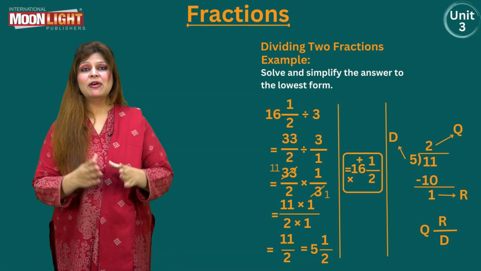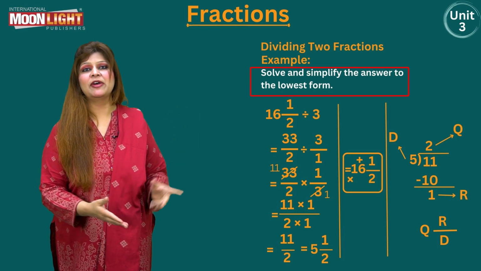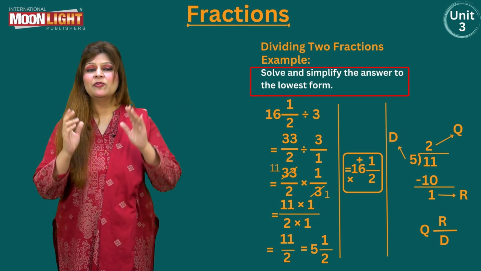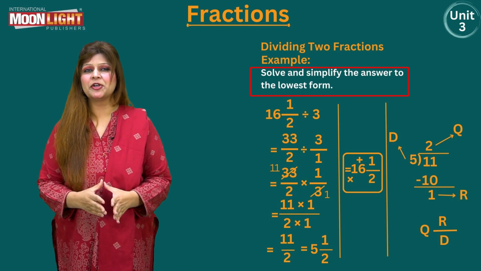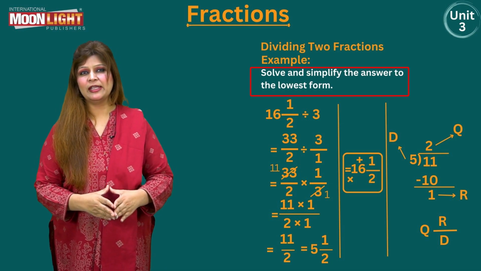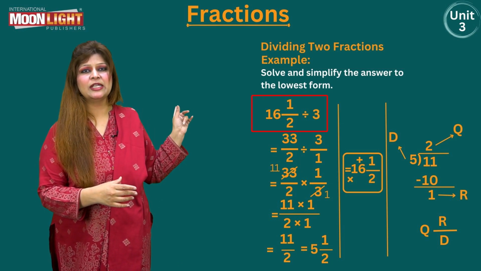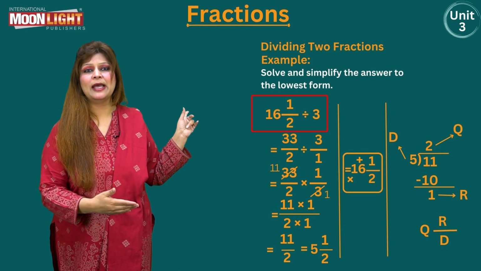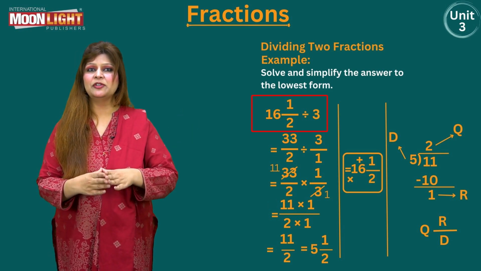So for dividing two fractions, let's solve one example. Solve and simplify the answer to the lowest form. Whenever it is written to simplify the answer to the lowest form, or even if it is not written, you are going to simplify the answer to be a perfect mathematician. Okay, so right now the question is 16 whole 1 by 2 divided by 3.